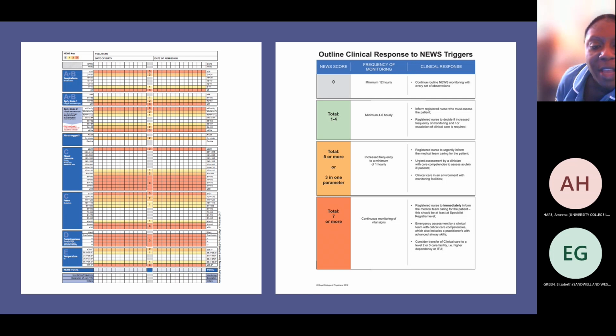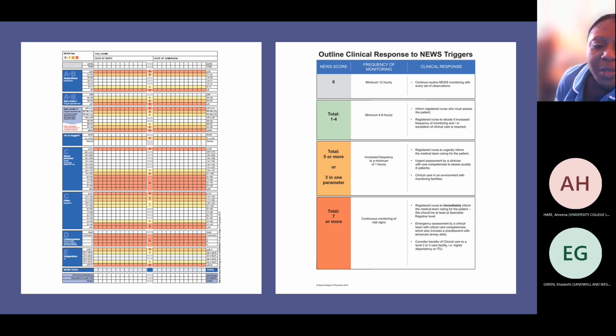Generally we use this, which is called the NEWS score, and this shows the markers if your patient is deteriorating. For example, if it's a green 1 to 4, then that means we still continue observations every 4 to 6 hours. If it's going to the amber phase, then obviously we need to increase observations. This patient may be showing signs of deterioration, which we need to act fast on.